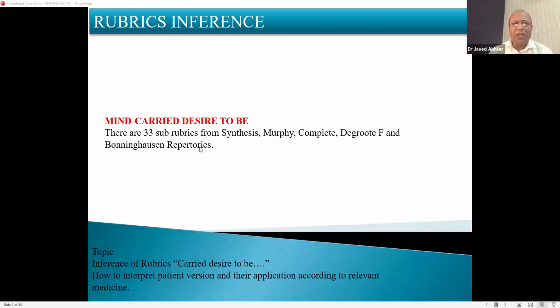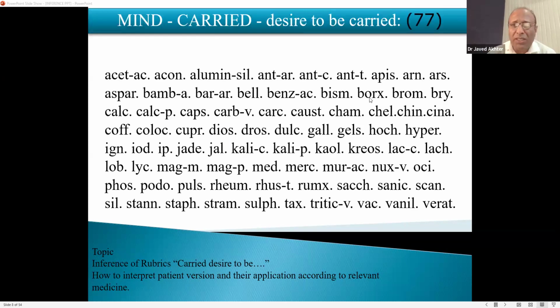Now I'm coming to the rubrics. I took the rubric "carry desired to be." This is the main rubric, having 33 sub-rubrics. I took the rubrics from Synthesis repertory, Murphy, Complete repertory, Boenninghausen repertory. So these are the 77 rubrics in "carry desired to be carried." I have collected them from different repertories.